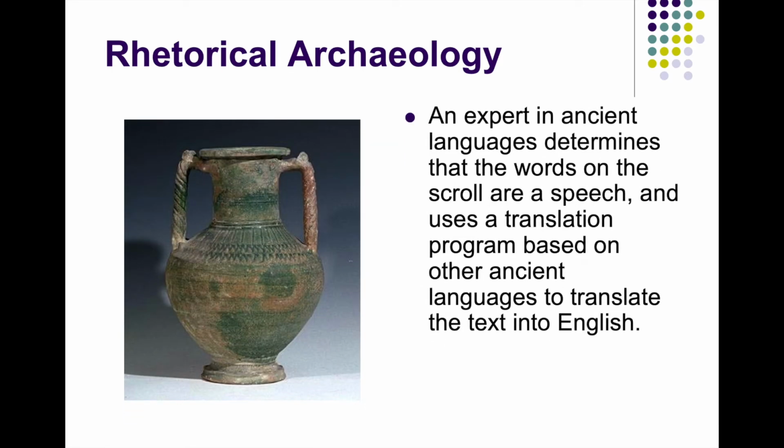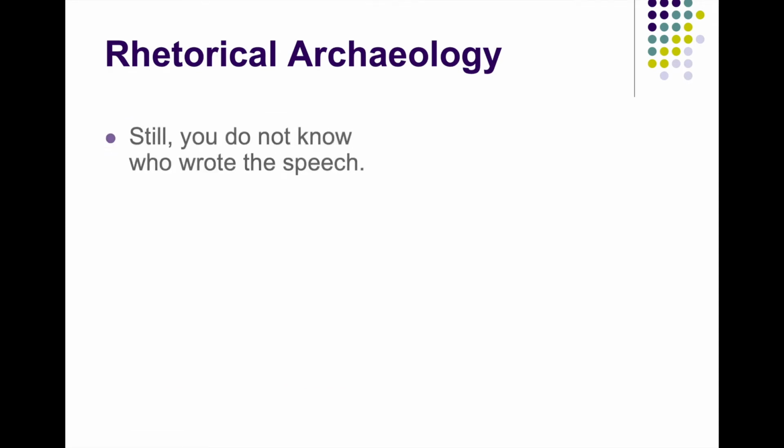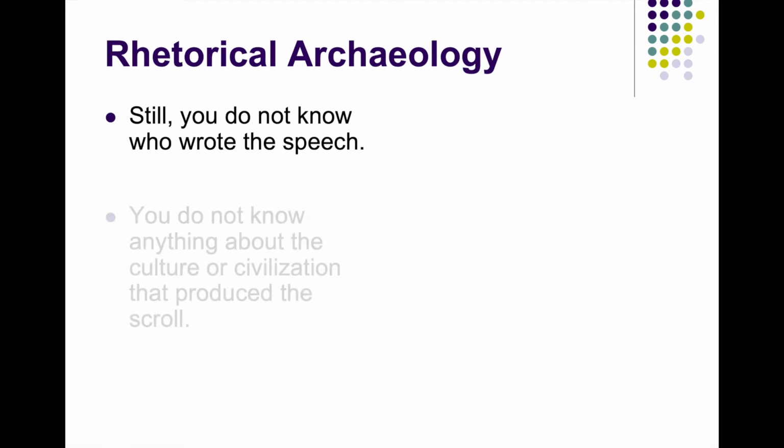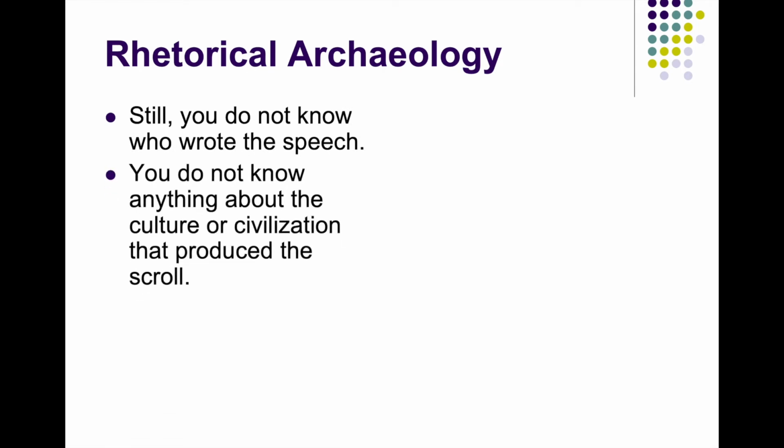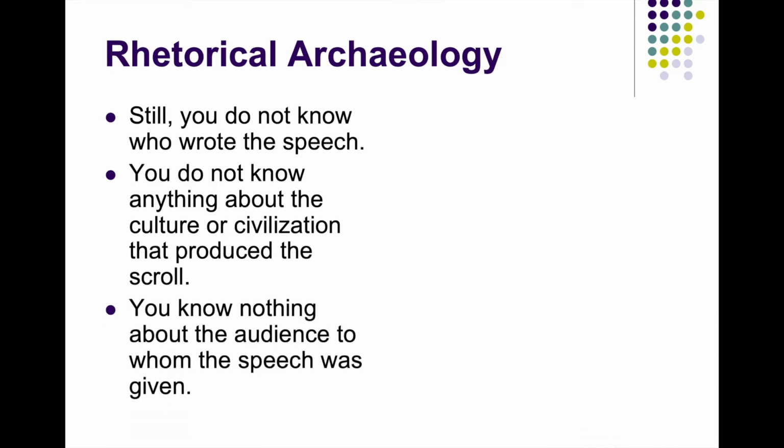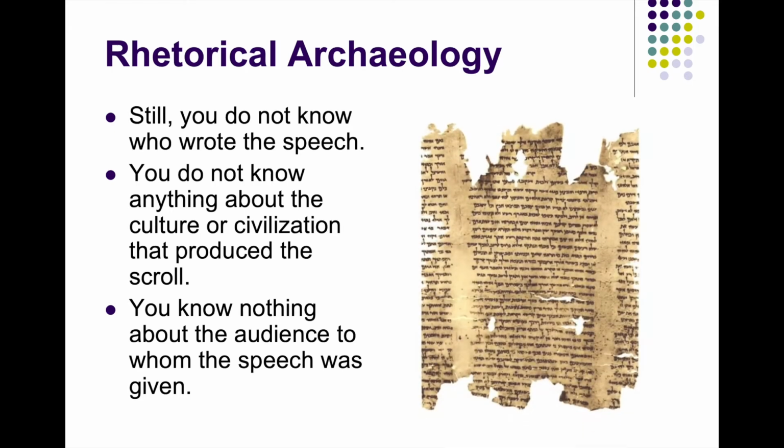So an expert in ancient languages determines that the words on the scroll are a speech, and then uses a translation program based on other ancient languages to translate that text into English. And it turns out the speech contains arguments. But you still don't know who wrote the speech. You don't know anything about the culture or the civilization that produced the scroll, and you know nothing about the audience to whom the speech was given, right?